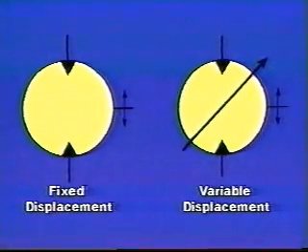The fixed displacement motor is depicted in graphic form by a circle and energy triangles, which make it look similar to the pump. In the variable displacement motor, an arrow across the circle indicates that the displacement of this unit can be varied, giving us a change in speed and torque capability.